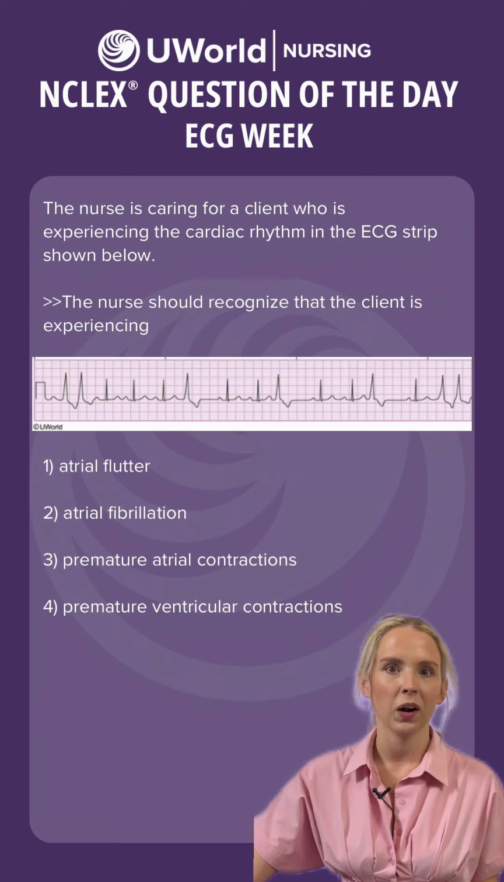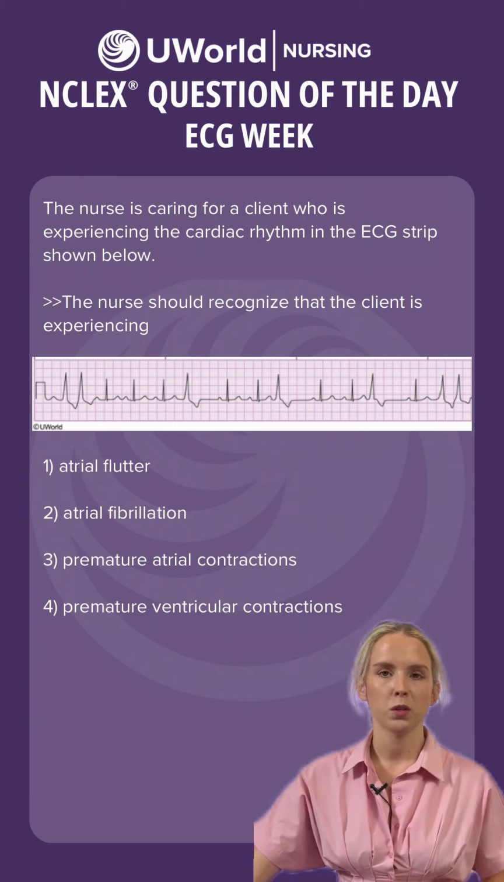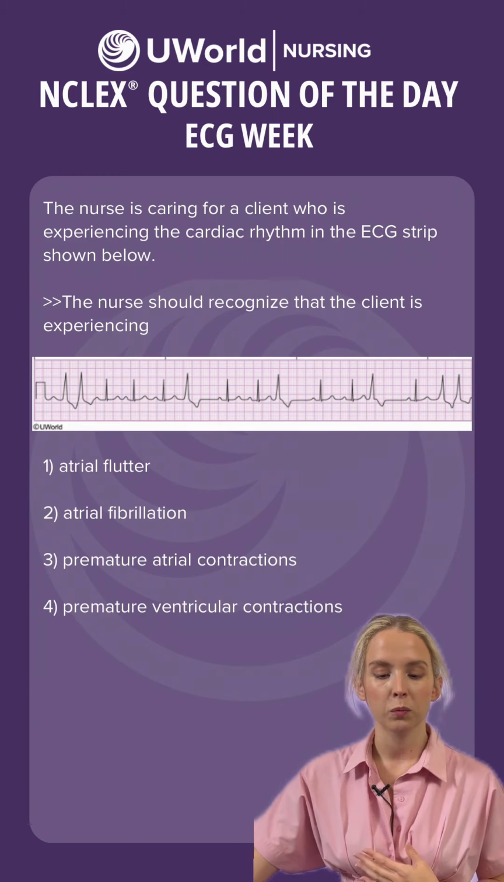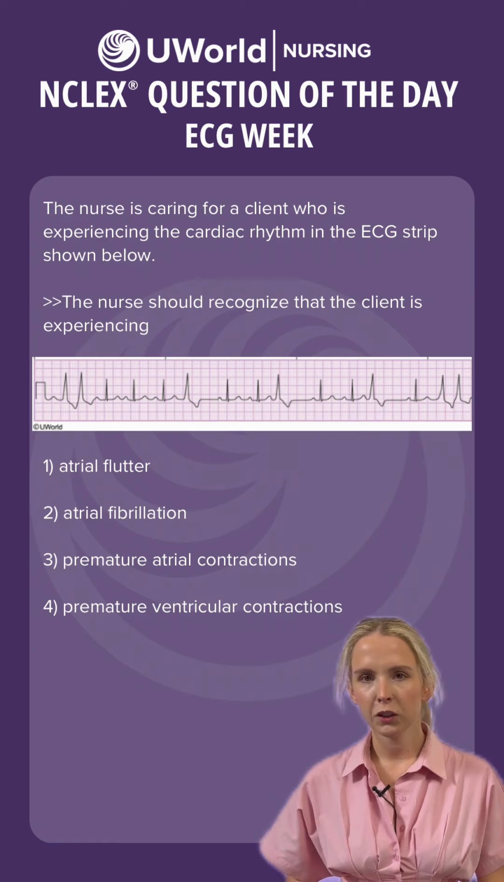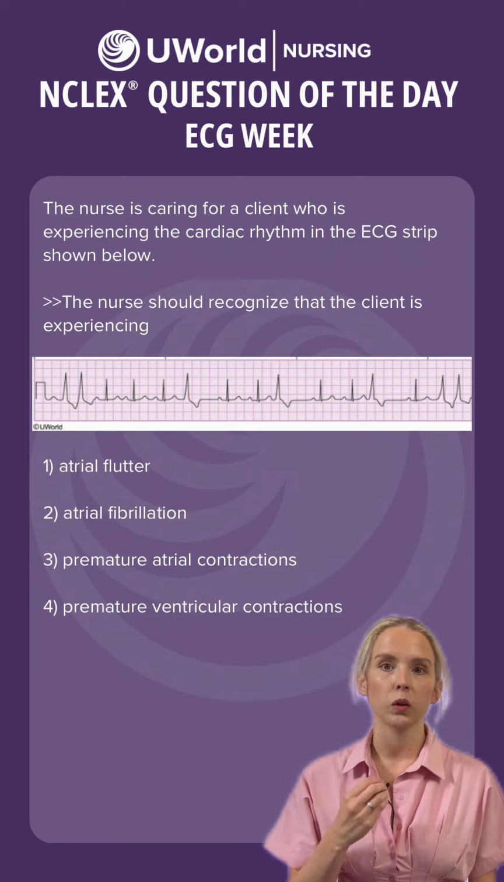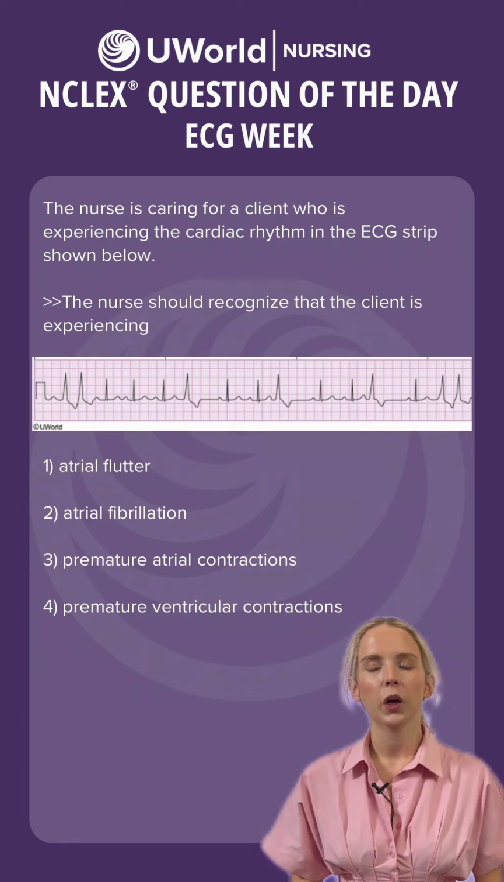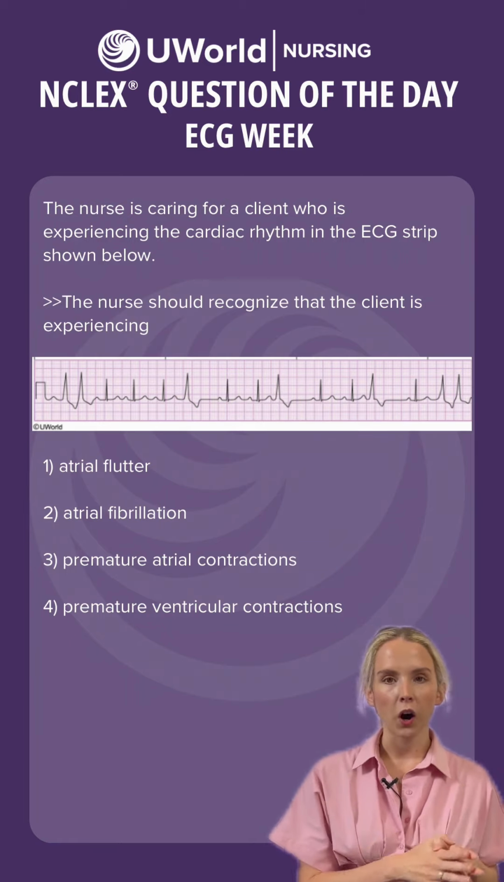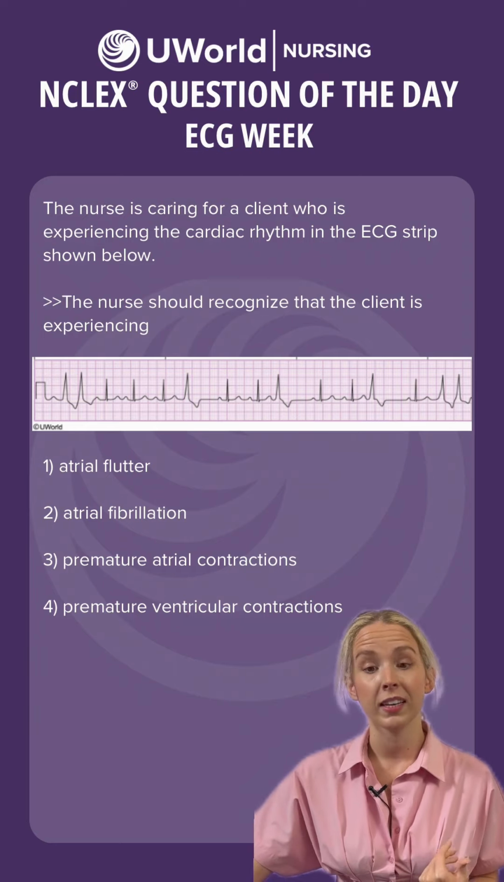And let's get right into our correct option. Our correct option is going to be option number 4, those premature ventricular contractions. So let's look more into this. Characteristic findings of those PVCs, or premature ventricular contractions, are going to be a variable heart rate, so that R to R interval is not going to be consistent.